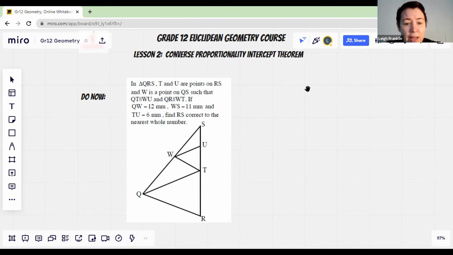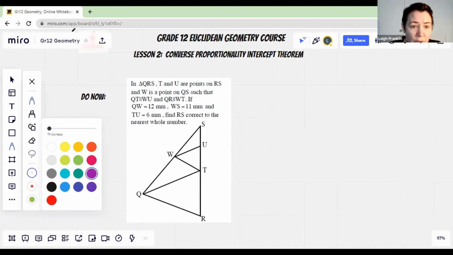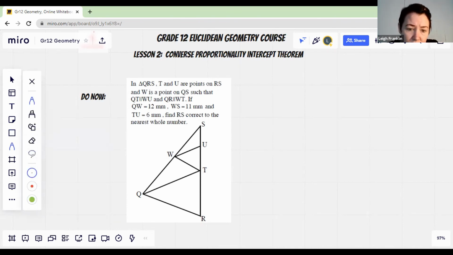They tell us that in triangle QRS, T and U are points on RS and W is a point on QS, such that QT is parallel to WU. All right, so let's go and put that in because that information is not there. So QT, so that's this line over here, is parallel to WU. And they've also told us, let's change our colors now, that QR, so that's this line over here, let's give it two orange arrows, is parallel to WT.